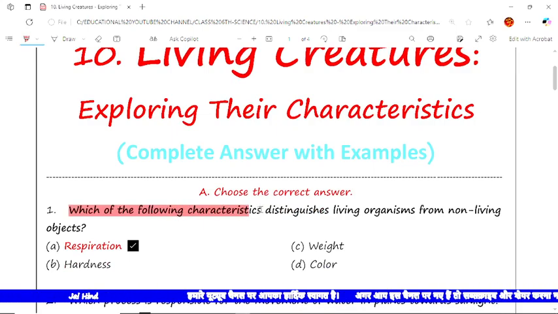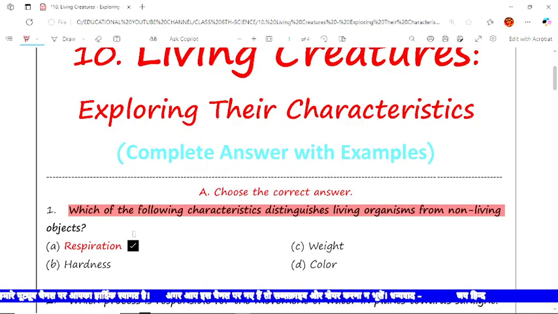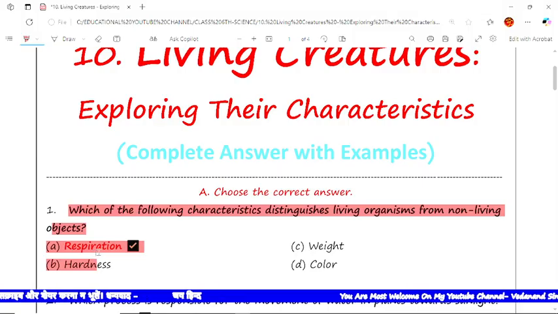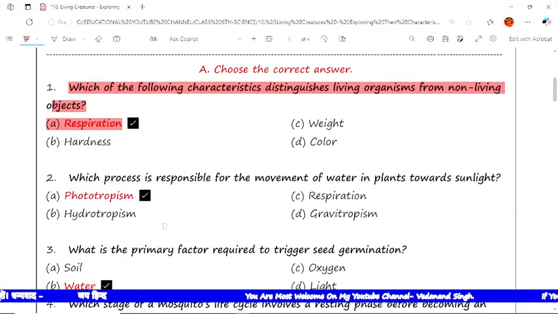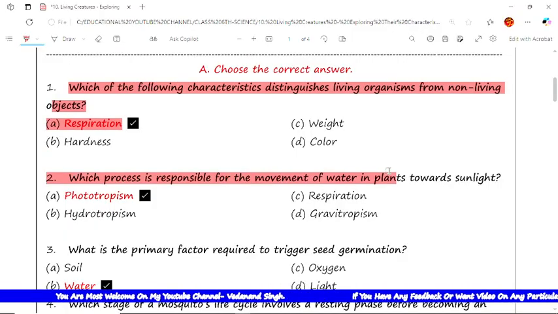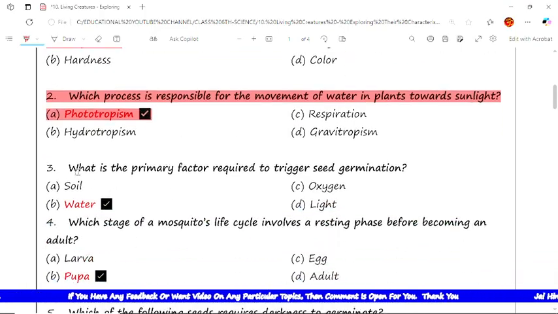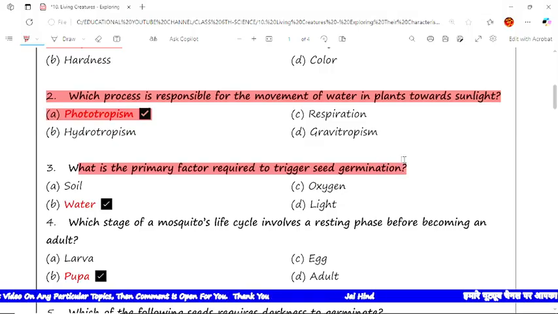Which of the following characteristics distinguishes living organisms from non-living objects? Among these options, A is the correct option, that is respiration. Now the next question is, which process is responsible for movement of a plant towards sunlight? The options are phototropism. So A is the correct option among the given options. Now the next question is, what is the primary factor required to trigger seed germination? That is water. So B is the correct option for the given question.